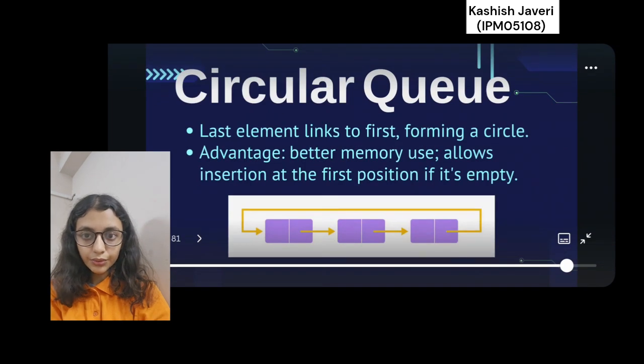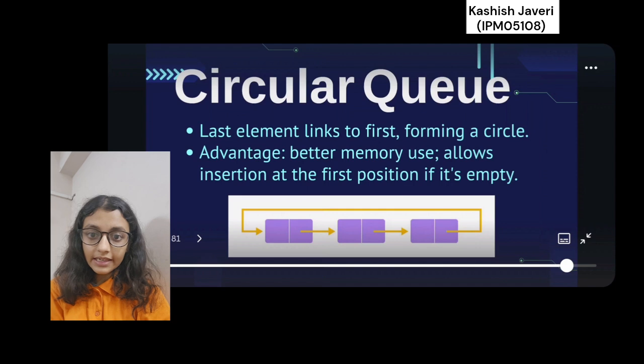Next is the circular queue. In a circular queue, the last element points to the first element, making a circular link, as we can see in the picture here. The main advantage of a circular queue over a simple queue is better memory utilization. If the last position is full and the first position is empty, we can insert an element in the first position. This action is not possible in a simple queue.